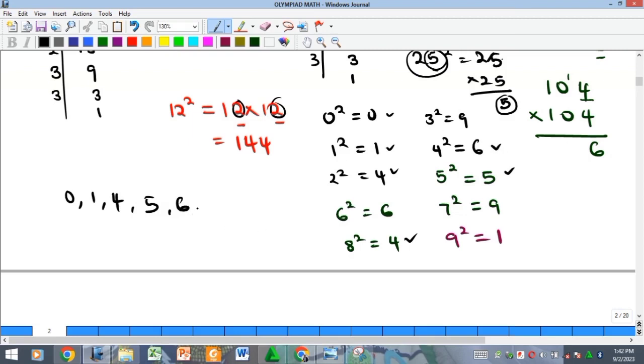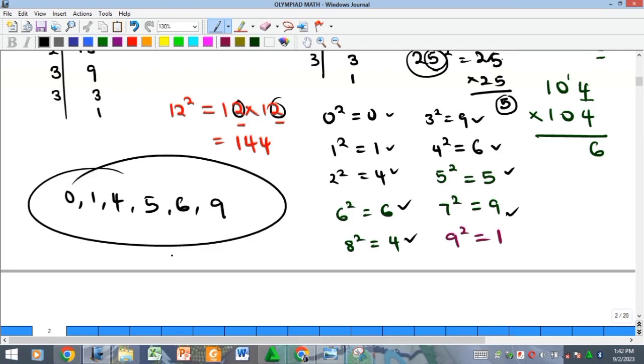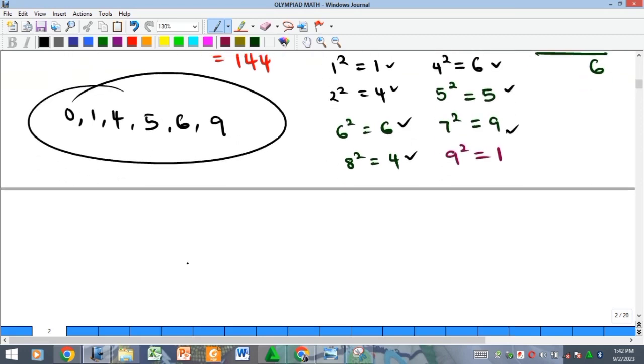Then we don't have 8. The next is, I think I've taken 6. This is a repetition. Okay, so the next one, which is the last, is 9. So these are the possible last digits you are going to get for the square of any number at all. If you pick any number and take the square of it, the last digit will either be 0, 1, 4, 5, 6, or 9.